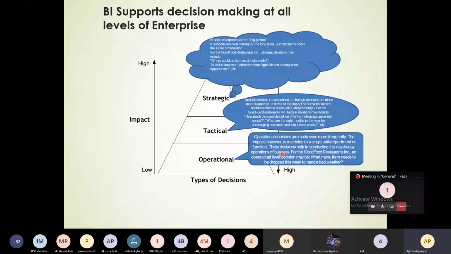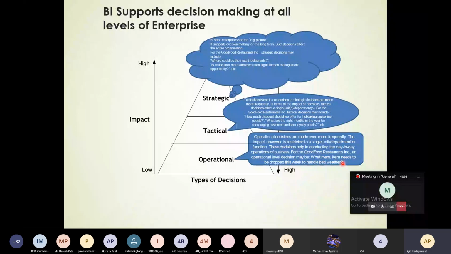The decisions help in conducting the day-to-day operations of the business. For example, at a good food restaurant, operation level decisions may be what menu items need to be dropped this week to handle bad weather.